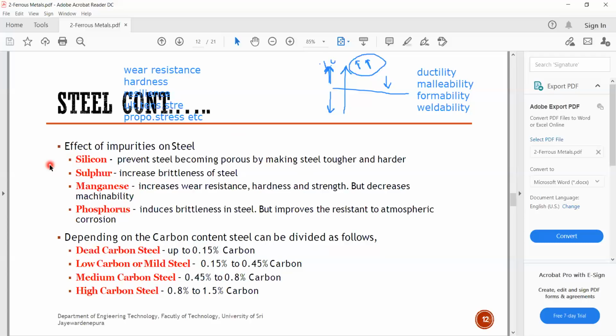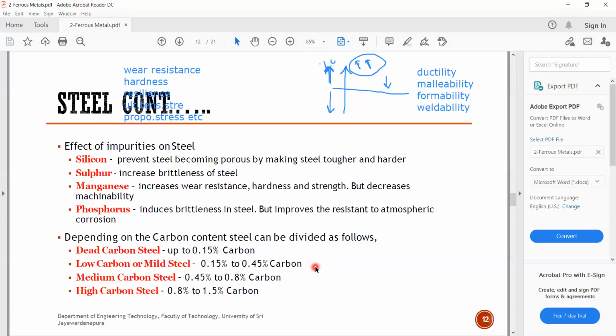So this can be one question: just explain the effect of the impurities on steel. In another question, what are the impurities available in steel? Or in another case, just explain the effect of manganese on steel. Then you have to explain this one. Likewise, you can frame a lot of questions using the effect of impurities on steel.